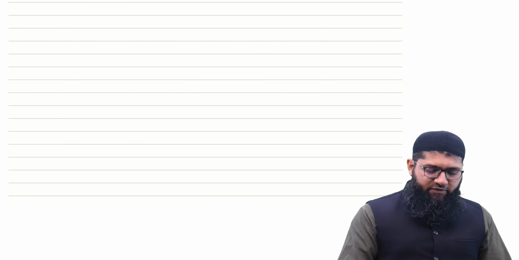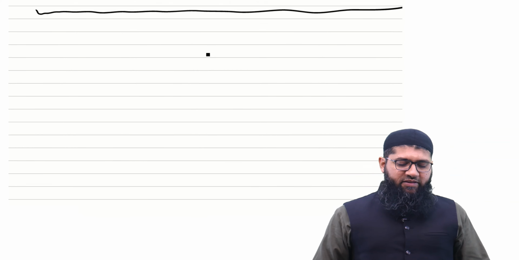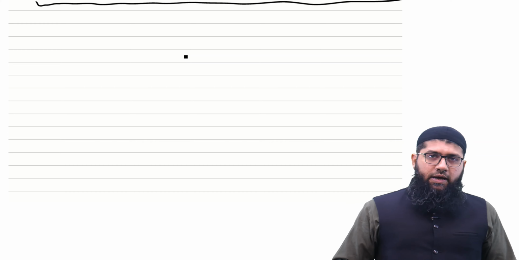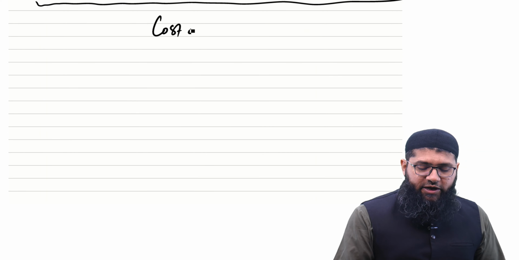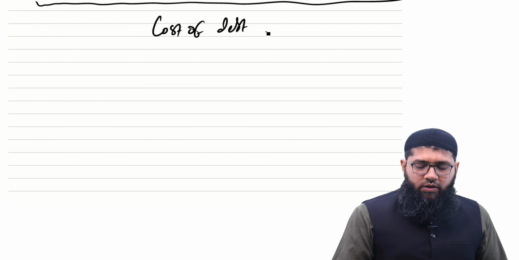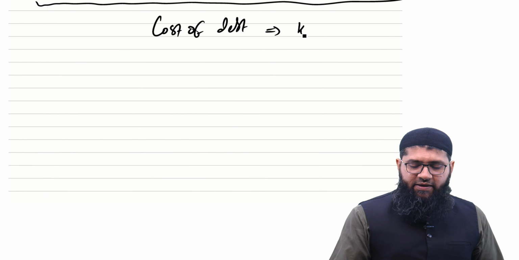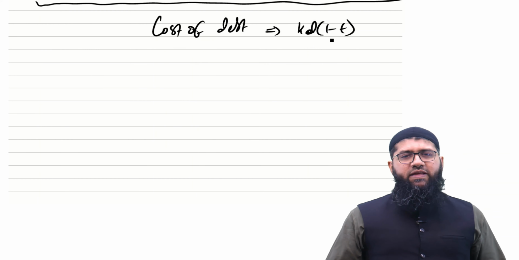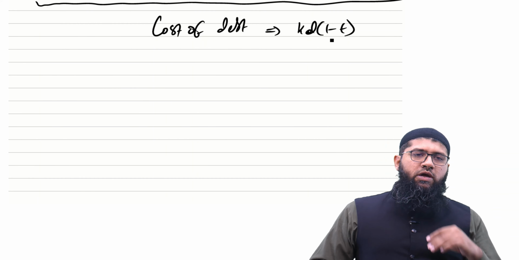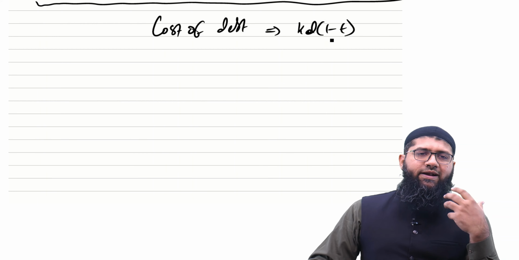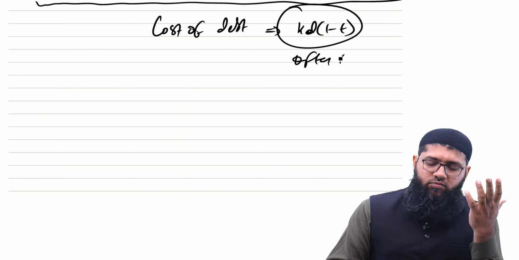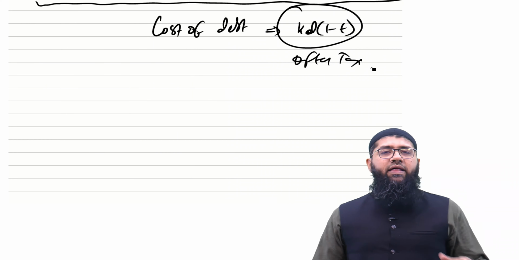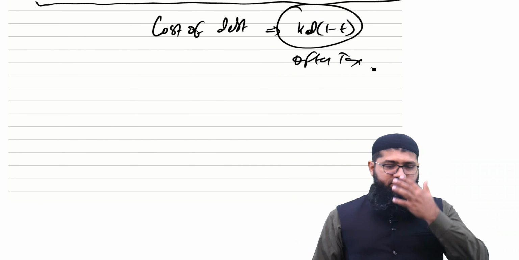Now let's move a bit forward and talk a bit further. The next aspect of this scenario is that when we talk about the cost of debt, the cost of debt always has to be Kd(1 minus T). Why? Because the interest is a deductible expense. So whenever we talk about the cost of debt, it has to be after tax, unless taxation is ignored.